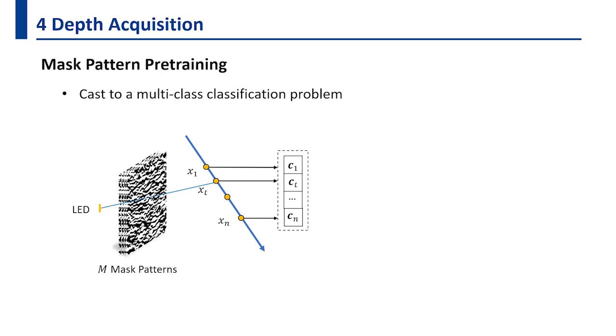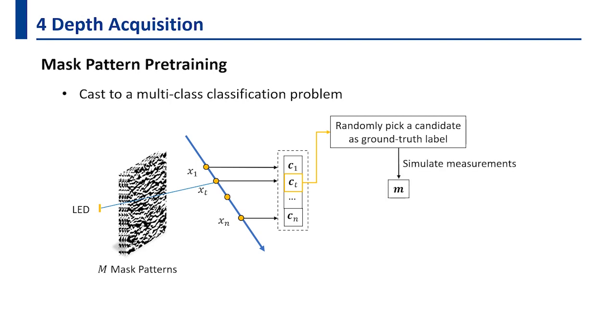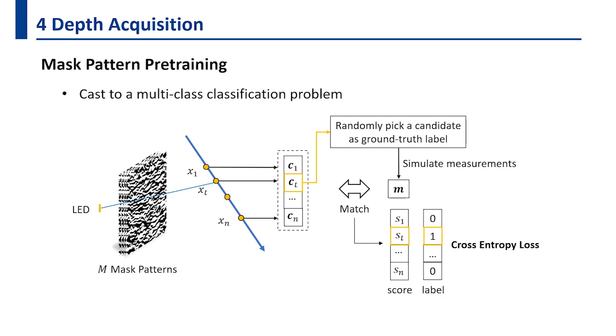We cast this to a multiclass classification problem. For each camera array, first randomly pick a candidate as ground truth label. Next, simulate the measurements with random albedo and noise and then perform the same match operation like depth decoding. Finally, the cross-entropy loss encourages a higher probability for the labeled class.